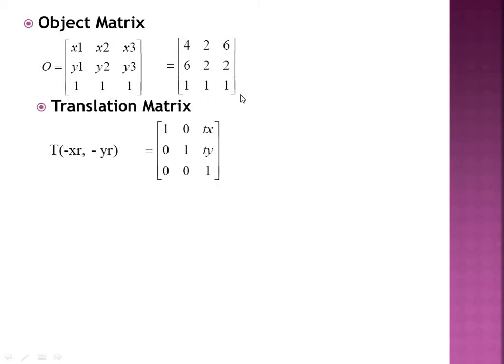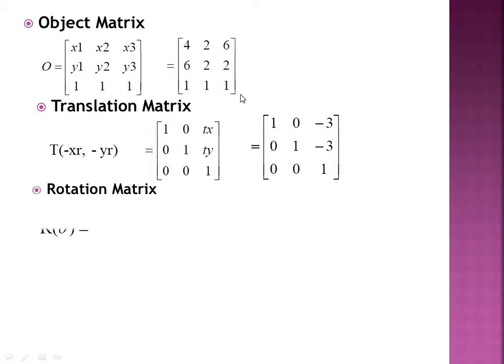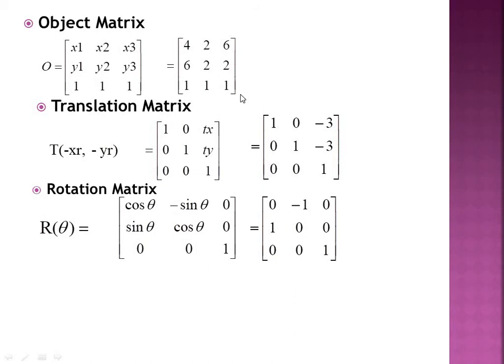This is the standard translation matrix: 1 0 tx, 0 1 ty and 0 0 1. Simply put the values tx equal to minus 3, ty equal to minus 3, and you will get a translation matrix. Now the rotation matrix. This is the standard rotation matrix: cos theta, minus sin theta, 0; sin theta, cos theta, 0; 0, 0, 1. Here the value of theta is given as 90 degrees, and you know that cos 90 degrees is 0 and sin 90 degrees is 1. So we simply put these values and we get this rotation matrix.